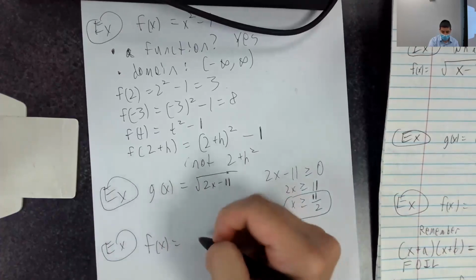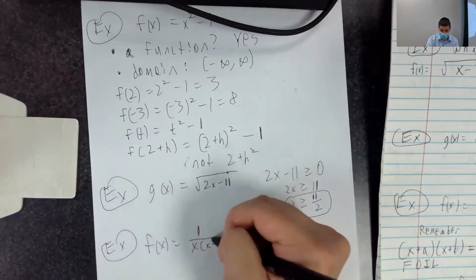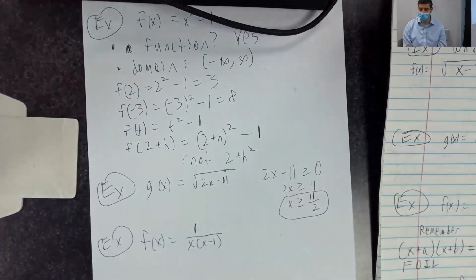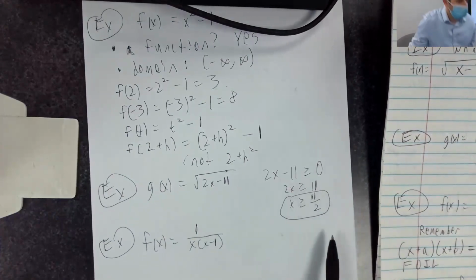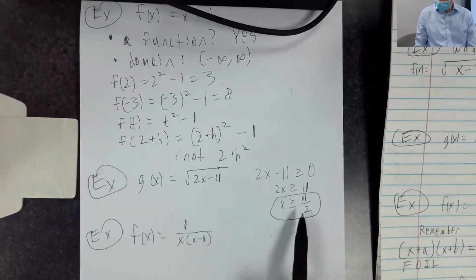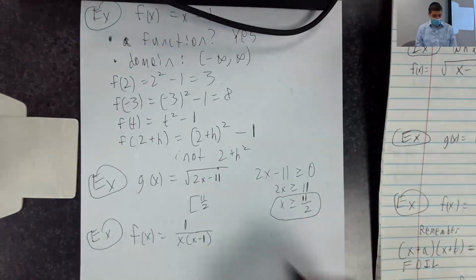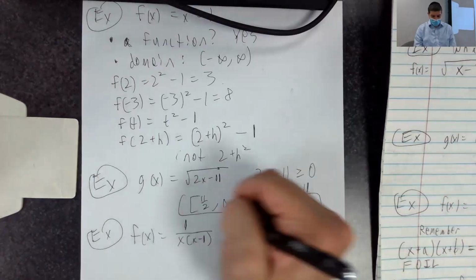f of x is equal to 1 over x times x minus 1. Jackie? And so when we see something like x greater than or equal to 11 over 2, how would we put that in WebAssign? Yes, good. What would you put into WebAssign? You'd have to do it in interval notation. You'd have to do 11 over 2, closed bracket, infinity, which means the same thing.